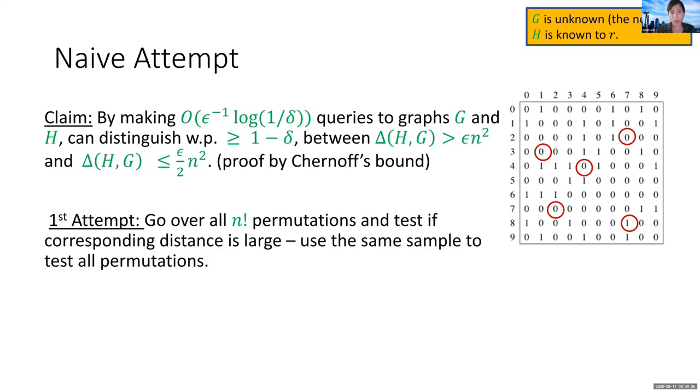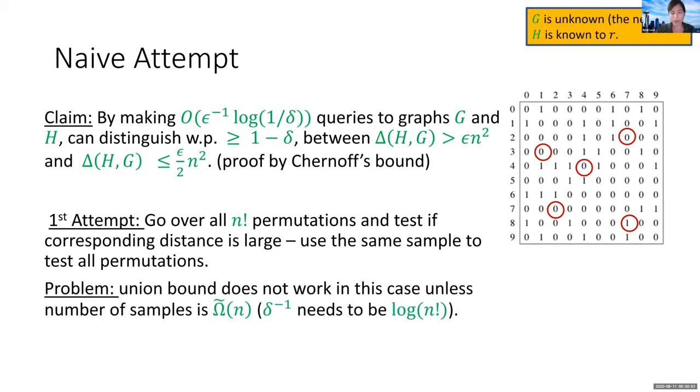So we could go over all n factorial permutations and test if the corresponding distance between the matrices is large or not. We could use the same samples to test all the permutations. The problem with this approach is that the union bound doesn't work unless the number of samples is at least omega tilde of n. Namely, 1 over delta needs to be log of n factorial.